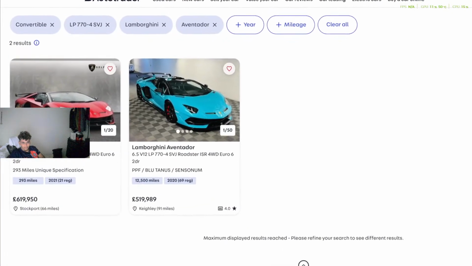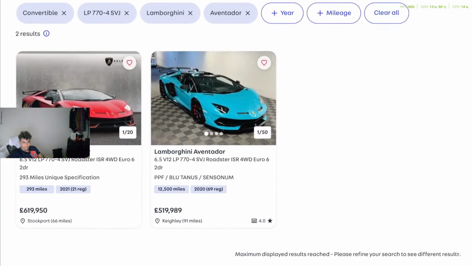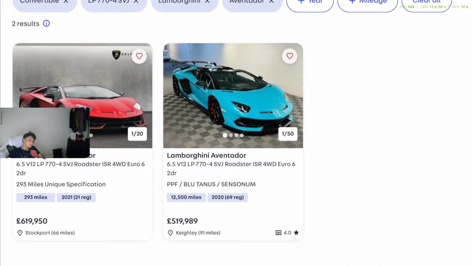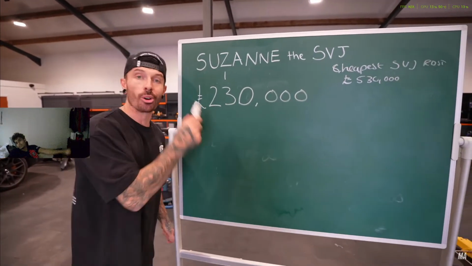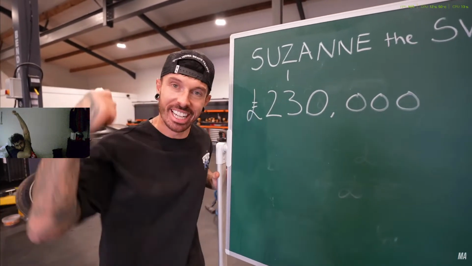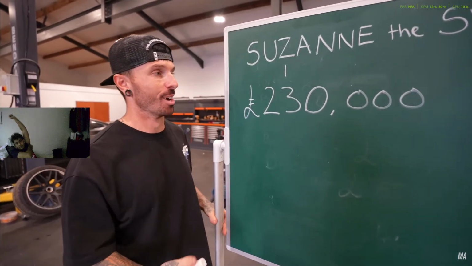Especially as there's only 2 SVJ Roadsters for sale in the UK. And the cheapest one is £520,000. And one thing's for sure, we're not gonna have to buy a battery for Suzanne. Let's see if we can get Suzanne back on the road.